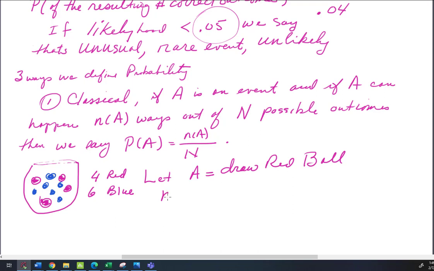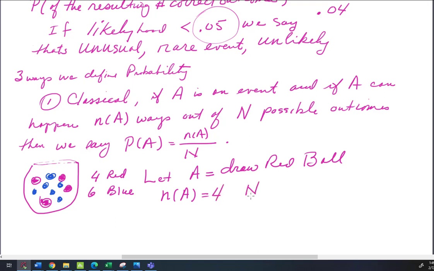Now, to use the classical definition, I need to think about the number of ways that A could occur. Well, A could occur 4 ways. I could reach in and get this one, or the second ball down here, or this ball, or that ball. So N of A would be 4.